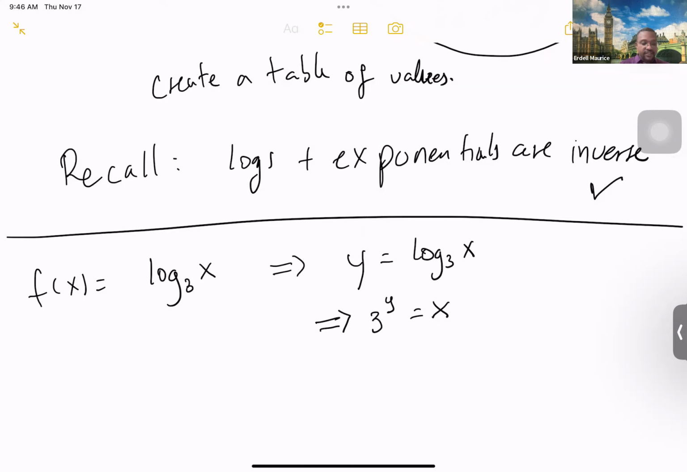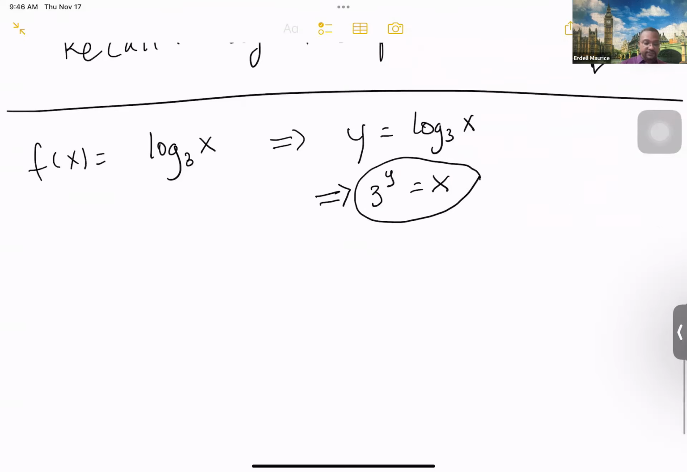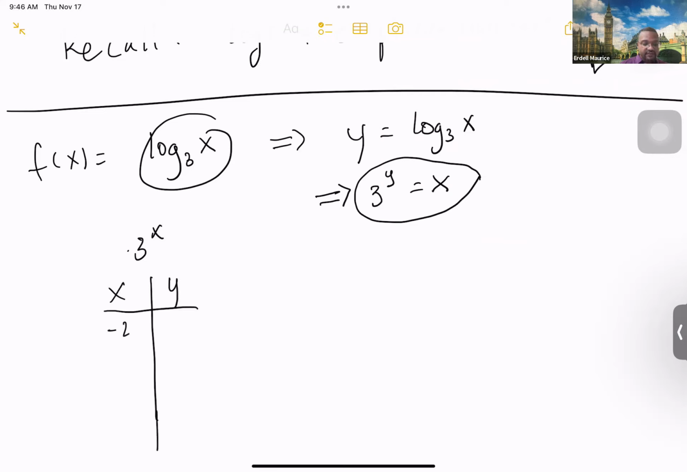And so what I'm going to do here is make a table of values for 3 raised to a power, and then I'm just going to simply switch the x and y values. And that will give me my table of values for this graph. So x, comma, y. I think we actually did this table a second ago. -2, -1, 0, 1, and 2. That's going to be 9, 3, 1, 1/3, and 1/9.